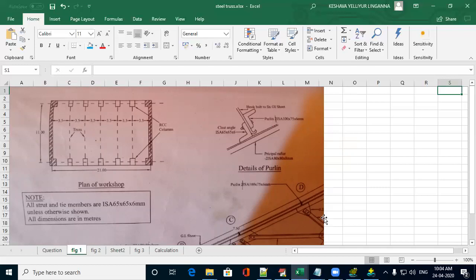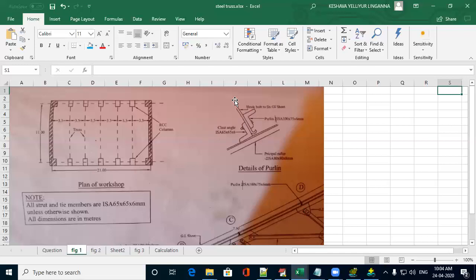And you can see this is zoomed in. Here you can see the purlin, and here it is the cleat angle, and between that you have a hook bolt to fix the GI sheet. On this, the GI sheet will be fixed. On the GI sheet they will make a hole.